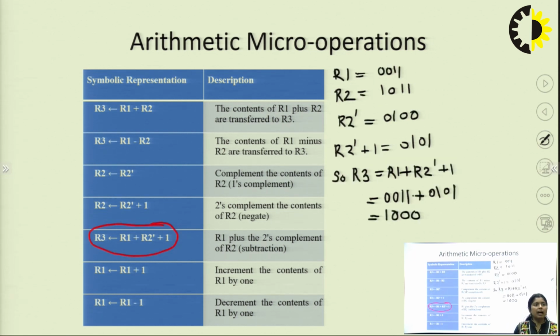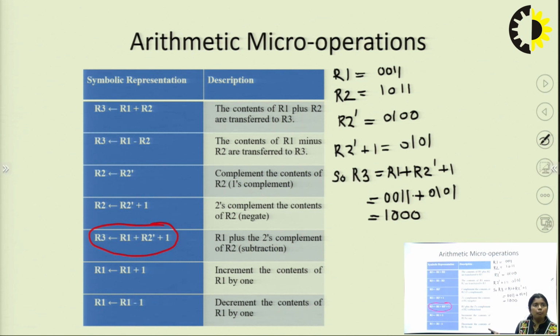The next is R3, that is R1 minus R2, or R1 plus R2 complement plus 1. Both are the same thing: a subtraction, or R1 plus the 2's complement of R2. So here I am taking an example. Again R1 and R2 are both 4-bit registers, and suppose R1 is 0011 and R2 is 1011. So what is R2 complement? The second register value will be treated as a 2's complement, so that R1 minus R2 will be performed.